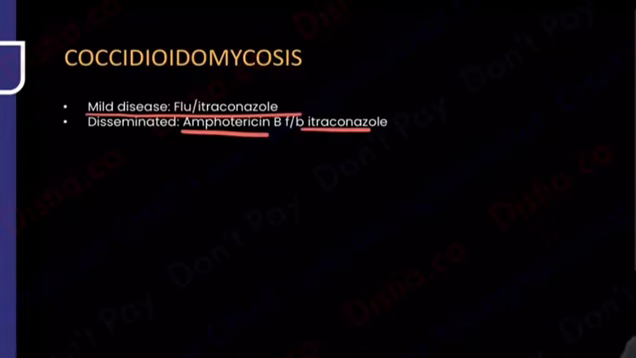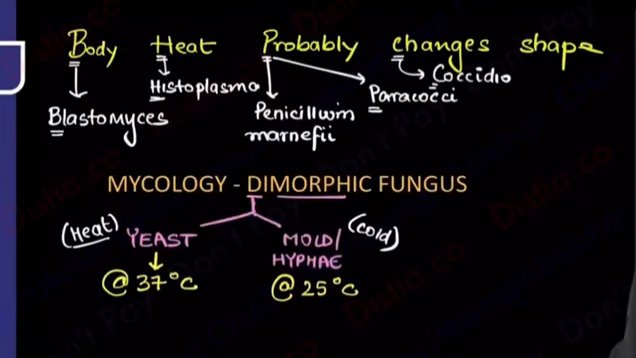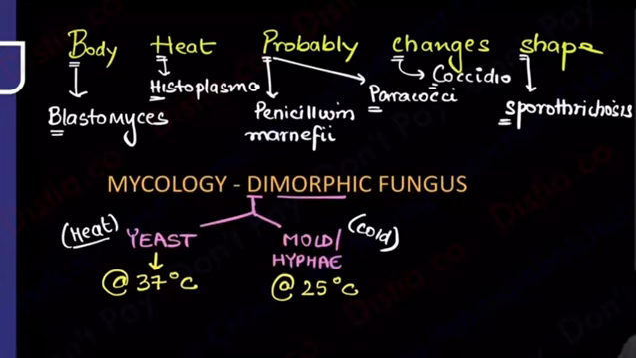Coming to the end, body heat probably changes shape, and this is sorted for you. What is that shape going to remind you of? S is going to be for sporothrix or sporotrichosis. Do you remember S was also a part of MRCS, the subcutaneous infections? So can I say that not only is it going to be a dimorphic fungus, but that it has subcutaneous skin involvement?